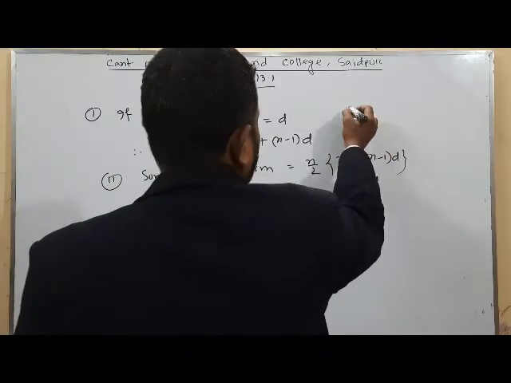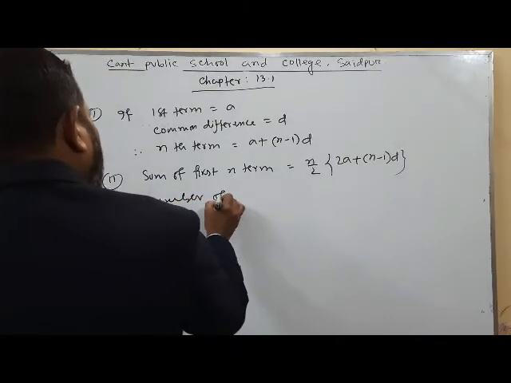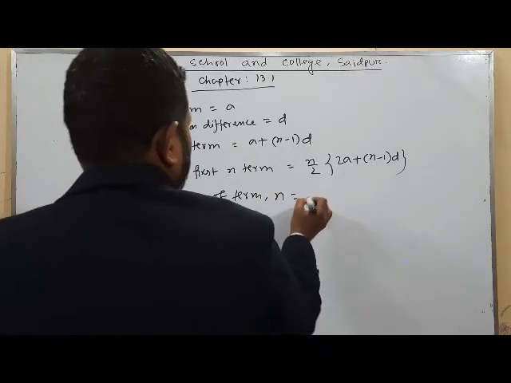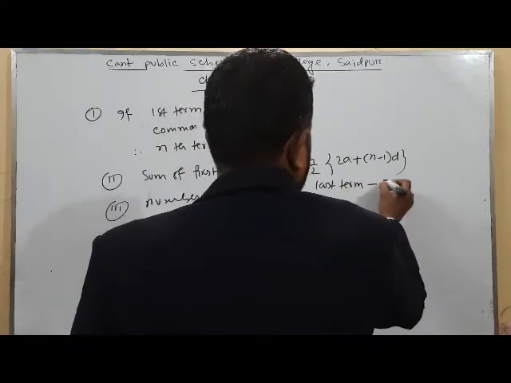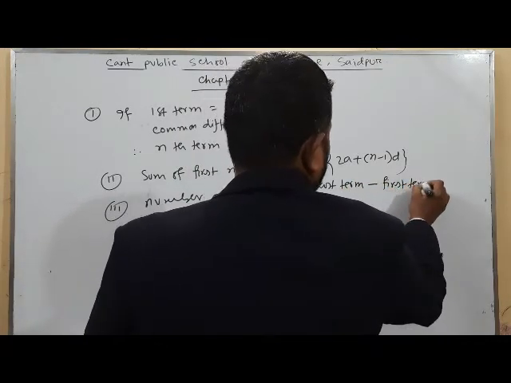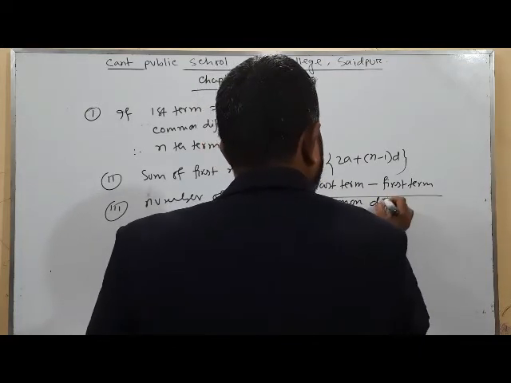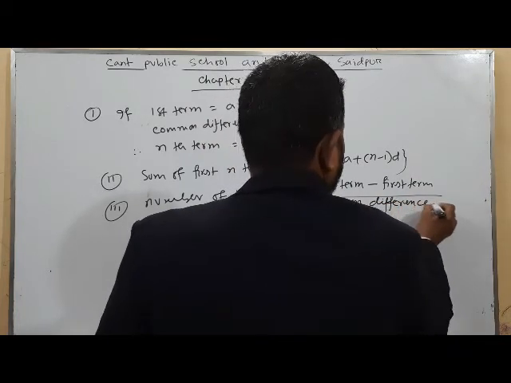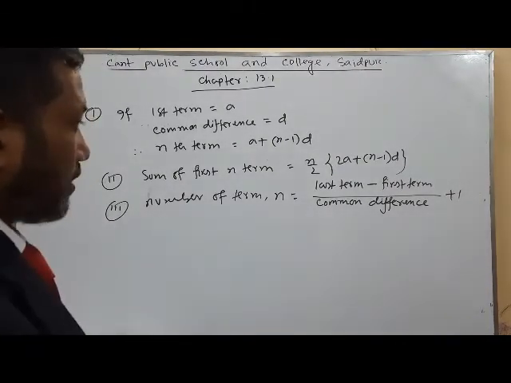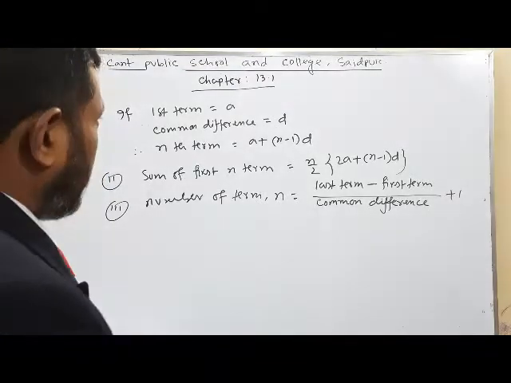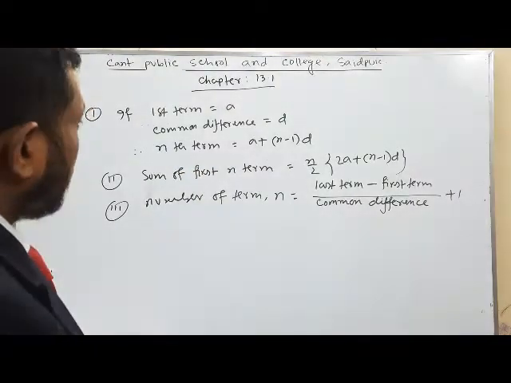We can determine the number of terms: last term minus first term, divided by common difference, plus 1. These three formulas are very important for solving the math in exercise 13.1. Dear student, you should try to memorize these three.